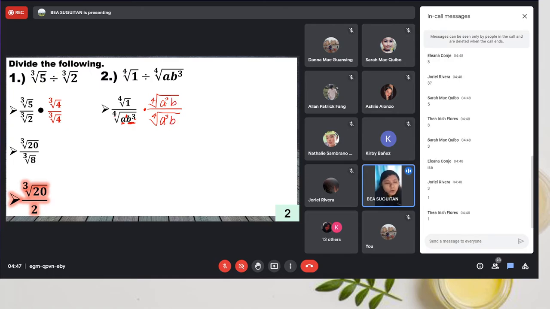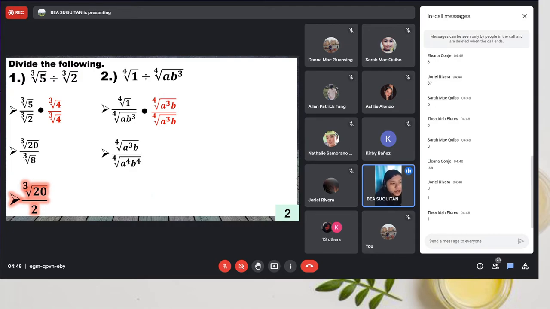Okay, so, the radical expression that you're going to multiply on both numerator and denominator will be 4th root of a cube b over 4th root of a cube b. So let us simplify that. Let us multiply. So it will give you the answer of 4th root of a cube b all over 4th root of a raised to 4, b raised to 4.